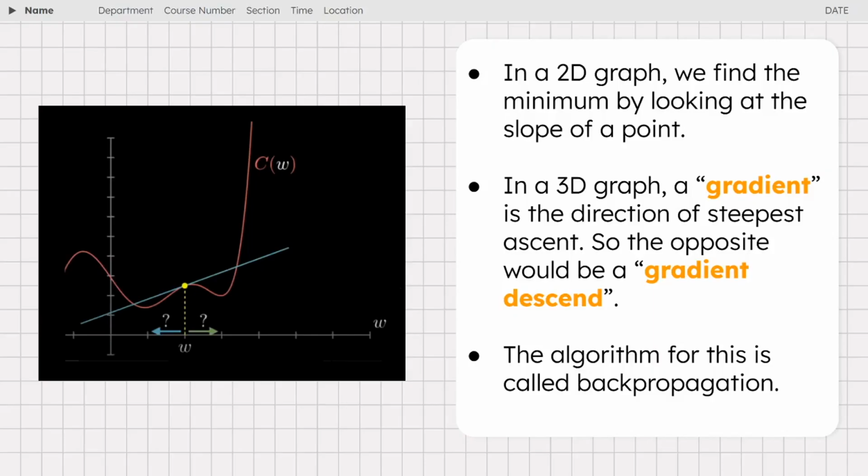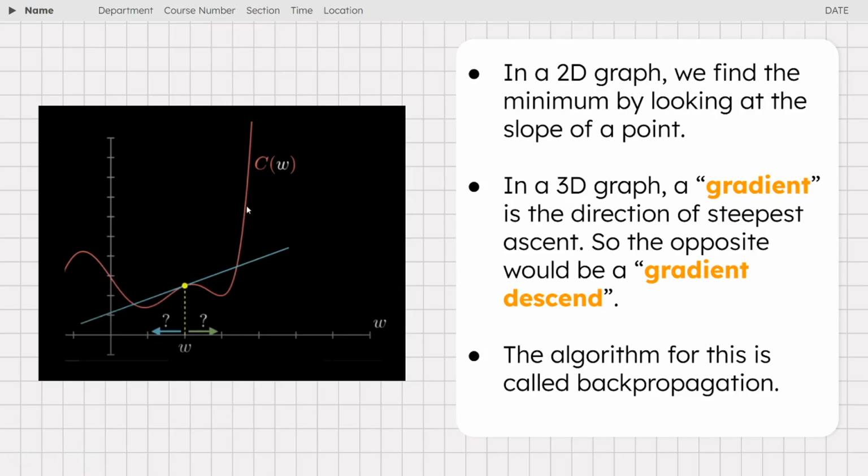In a 2D graph, we find the minimum by looking at the slope of a point. For example, if the slope is positive, meaning it is going up from left to right, we have to move left, left, left, left, left until we reach this valley, which will be the local minimum. But the local minimum is not guaranteed to be the lowest value in the entire function. It is only the lowest value in this local area.